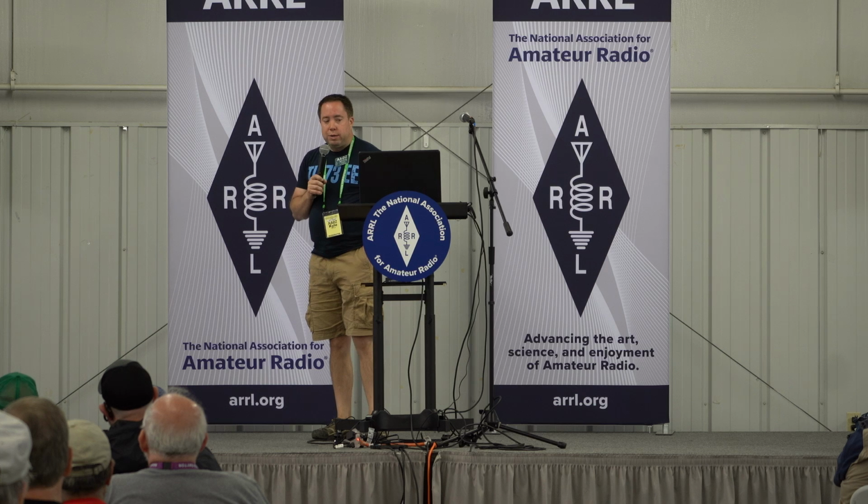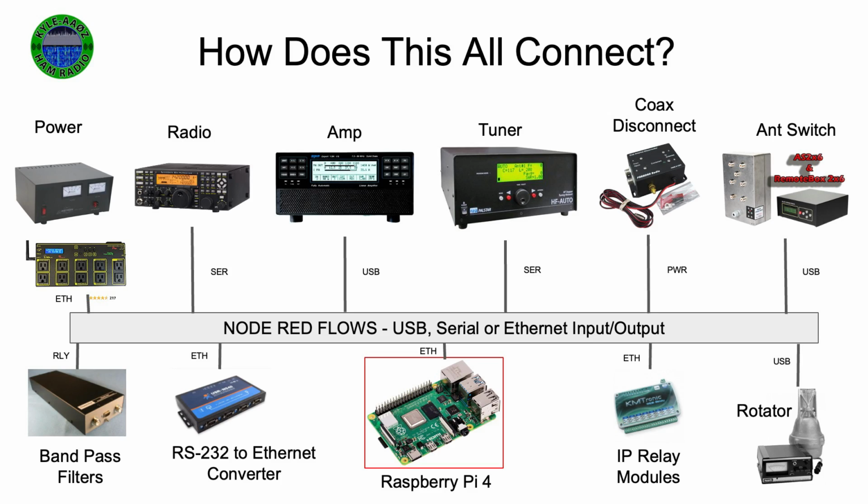All right, how does this all connect? So this is your main bus here. This is like Ethernet, right? Here's your Raspberry Pi. All of these things connect different ways to the Raspberry Pi. So you've got serial, USB, Ethernet, you've got a relay down there. All of these things are controllable through the different connection points: Ethernet, serial, USB.